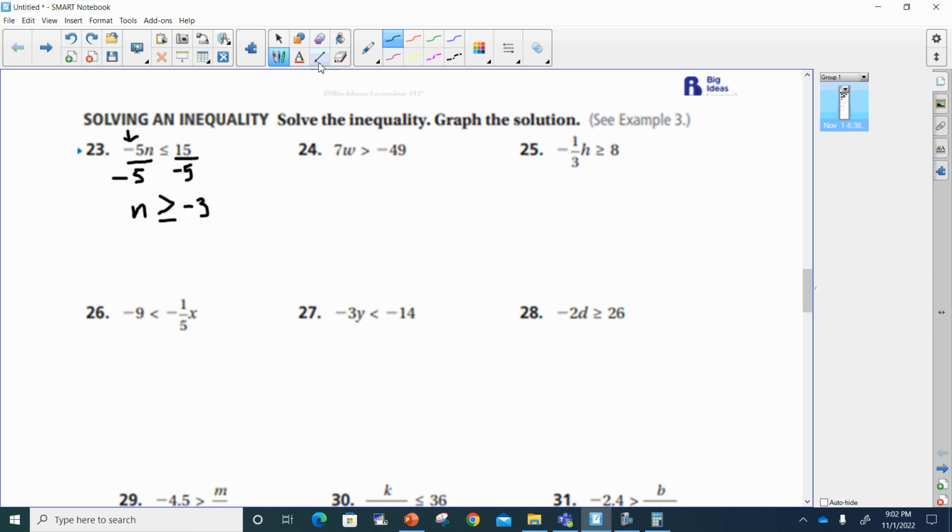All right, and it says to graph it, so when I make my graph, I'm going to put -3 down here. Since it can be equal to it, I'll put a dot. Since n is bigger than this, I will point to all the numbers bigger than -3. All right, let's go to number 25. This time I see I have -1/3 being multiplied to h. Well, the opposite of that is multiplying by -3 over 1.